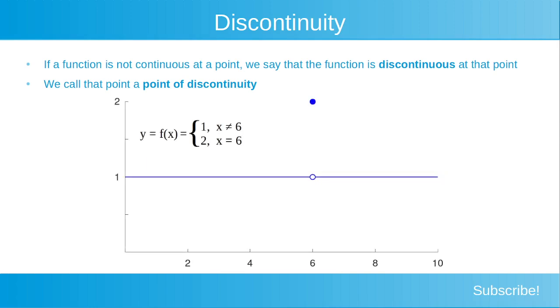Here we have the function y is equal to f of x is equal to 1 when x is not equal to 6, and f of x is equal to 2 when x is equal to 6. If we look closer at our function here, we can see that this is a function which we could not draw with an unbroken line without lifting our pen from the page. At the point where x is equal to 6, the value of our function is equal to 2. But at either side of that point, the value of our function is equal to 1. At the point where x is equal to 6, we have a point of discontinuity.